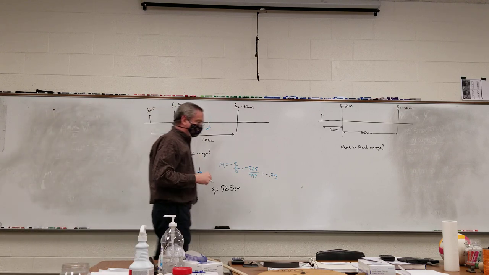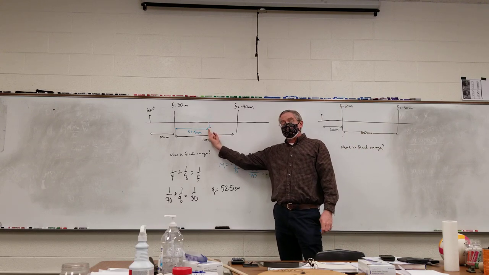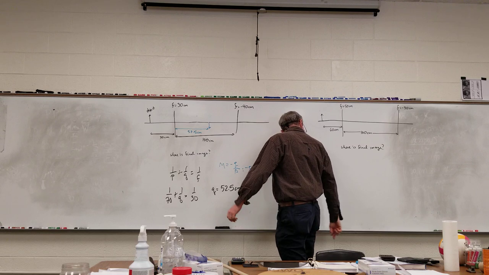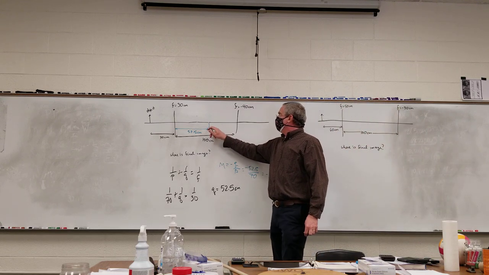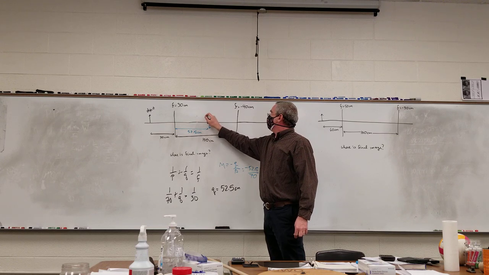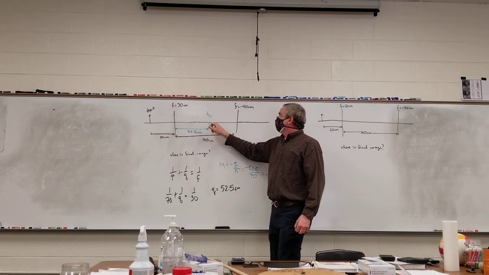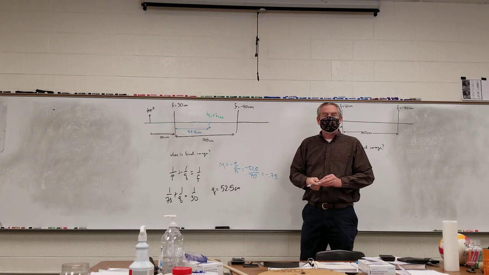Now when we bring the second lens into it, we have an object here, and so this is what I'm going to call HI1. This is my first image, and that's going to be equal to the object for the second lens.